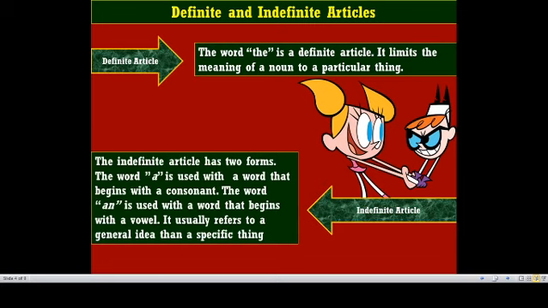The word the is a definite article. It limits the meaning of a noun to a particular thing. What is the indefinite article? The indefinite article has two forms. The word a is used with a word that begins with a consonant. The word an is used with a word that begins with a vowel. It usually refers to a general idea rather than a specific thing.